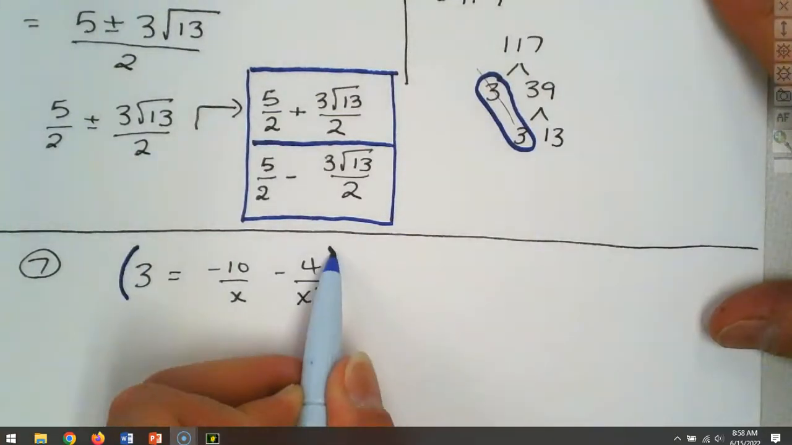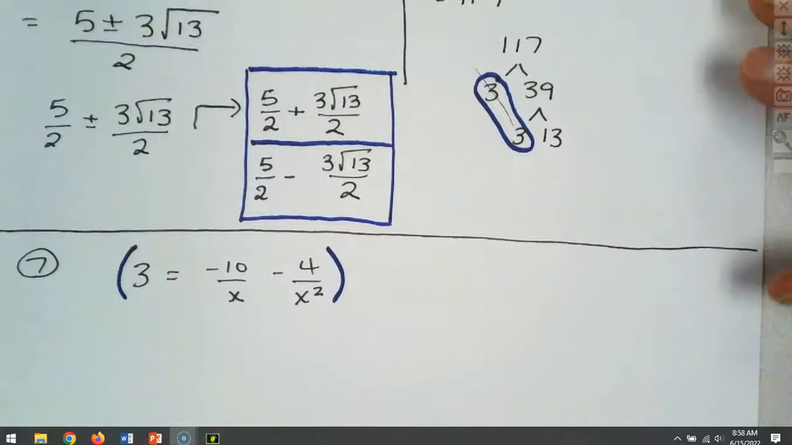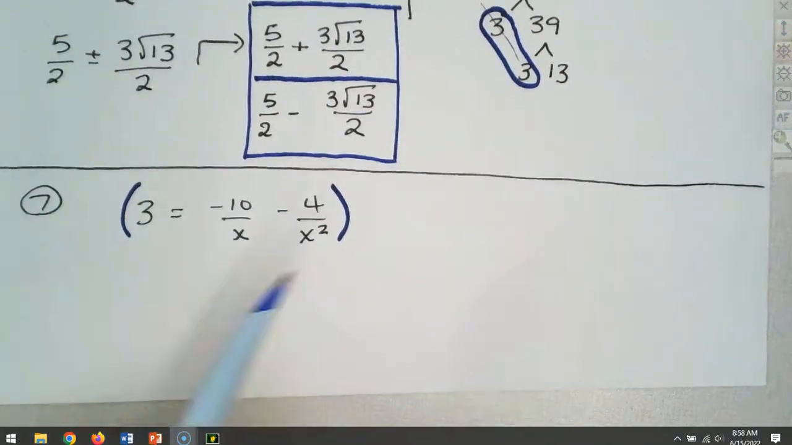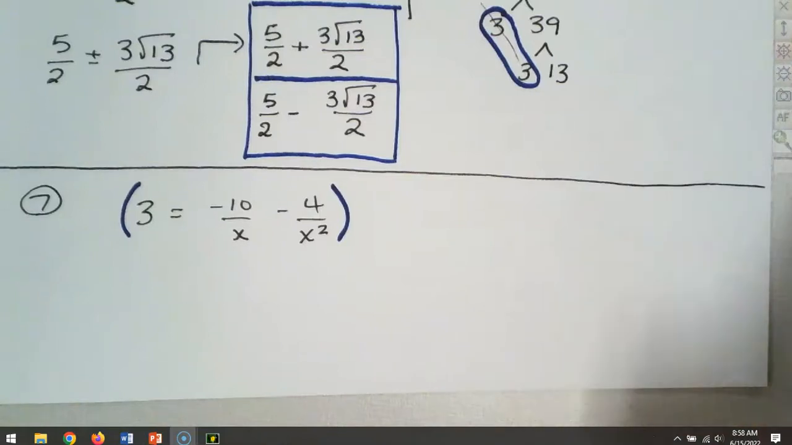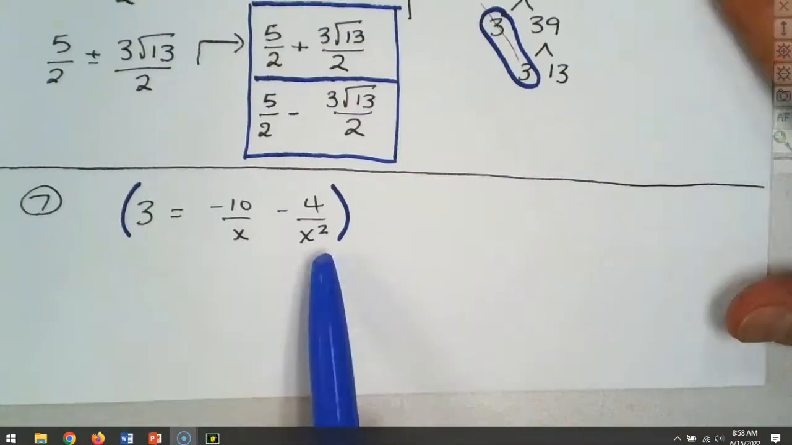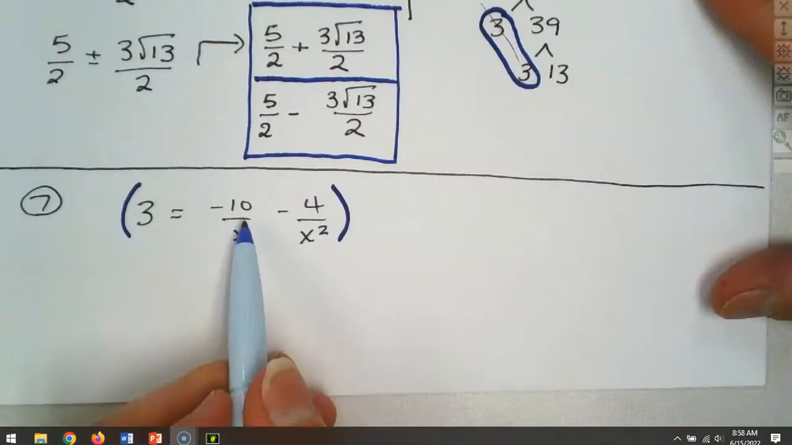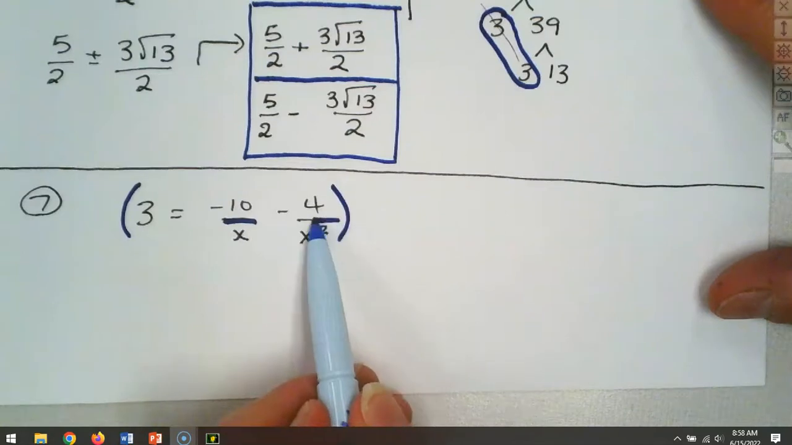Does anyone have any idea? Does anyone remember what we would use here? Okay, I want to clear out my fractions. Does anyone know what I would multiply all of this by? 2. Not 2. What do we have down here? Okay, let's look at our denominators. So we have an x, right? And we have an x squared.